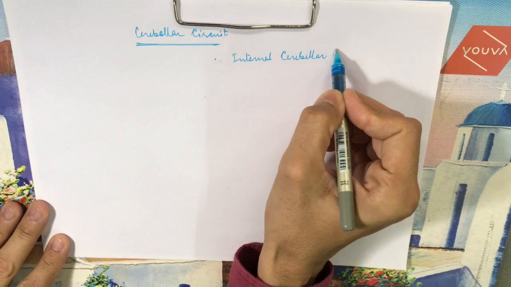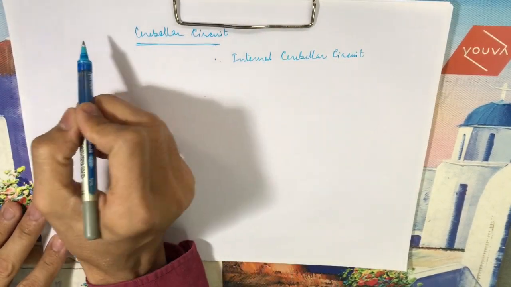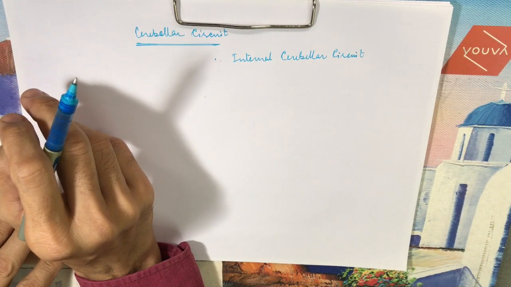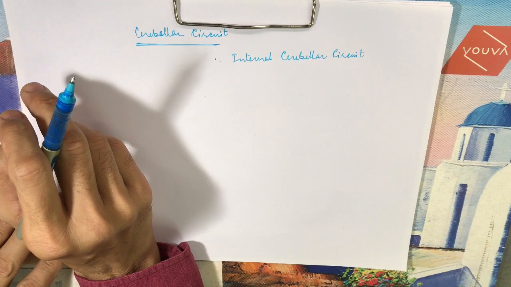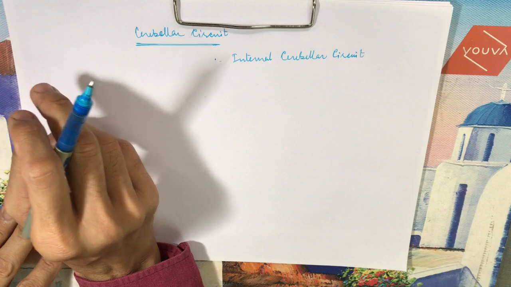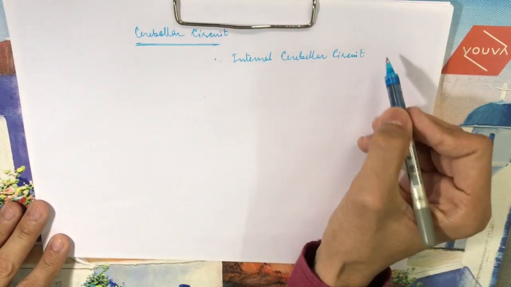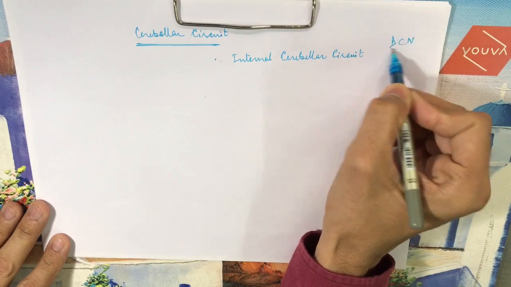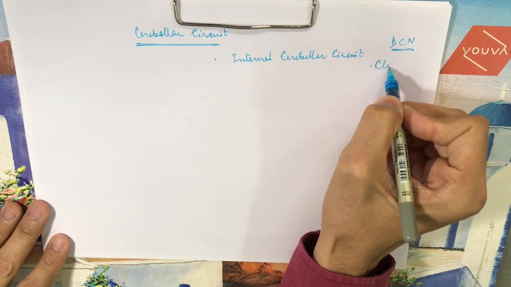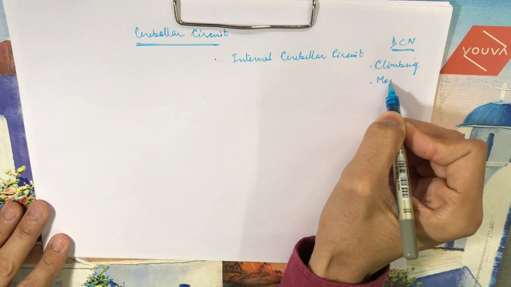All these cells of the cerebellum, like the Purkinje cell, granule cell, the Golgi, basket and stellate cell, how they are interconnected with each other, and how they are connected with the output, which is only the Purkinje cell, and that output goes to the deep cerebellar nuclei, right? And the input was via the climbing fiber and mossy fibers, right?